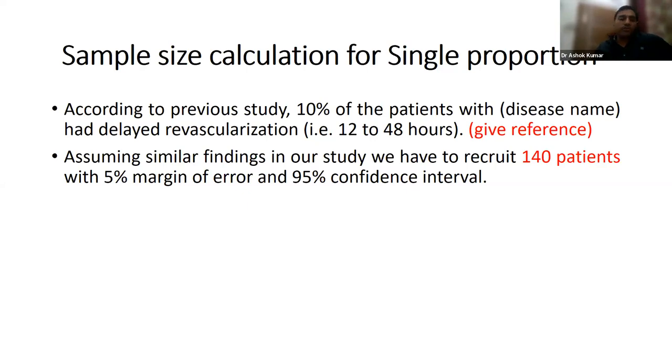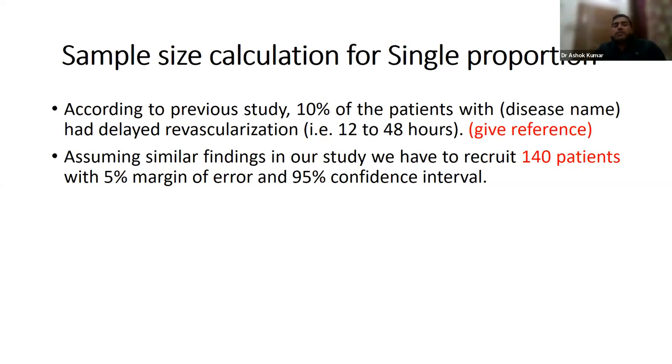So what is the margin of error? In the previous study, the outcome of interest is 10%. But in our study, it may be 10% plus minus 5%. That is the margin of error, plus minus 5%. So in our study, it may range from 5 to 15%. So this is the meaning of margin of error.